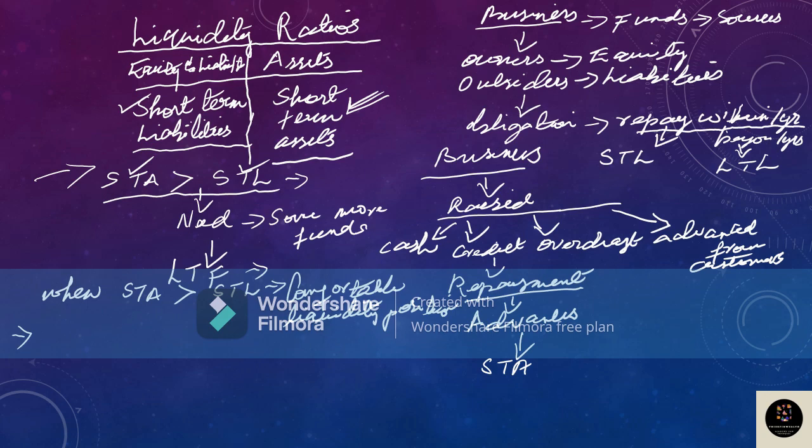Let me give you some example to make it more meaningful. Short-term liabilities are repayable within 1 year, and to repay these short-term liabilities we need resources, and these resources are in the form of short-term assets.